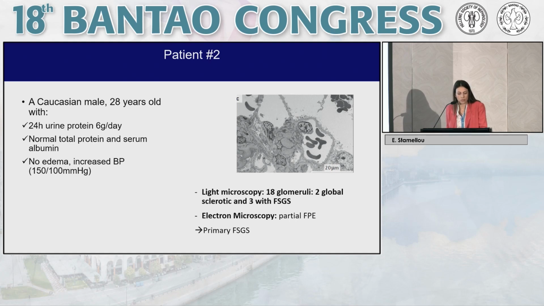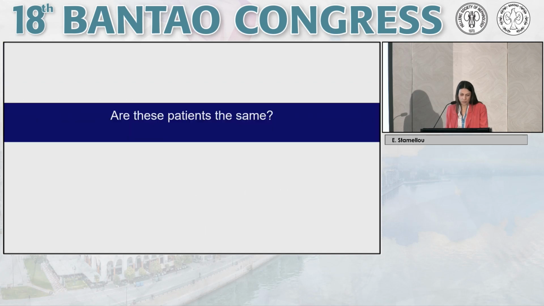The second one is a Caucasian male of the same age, but now with 6 gram proteinuria and no nephrotic syndrome, so normal total protein and serum albumin, no edema, and increased blood pressure, 150 over 100. His biopsy showed 8 glomeruli, 2 globally sclerotic and 3 with FSGS, and electron microscopy showed partial foot process effacement. So, are these patients the same? How would you manage these patients? Would you give them the same treatment?